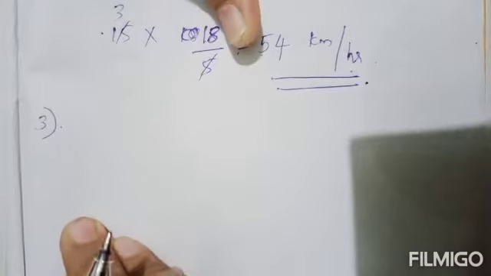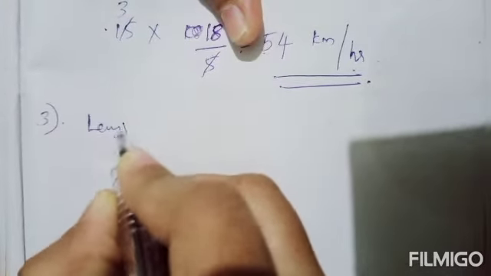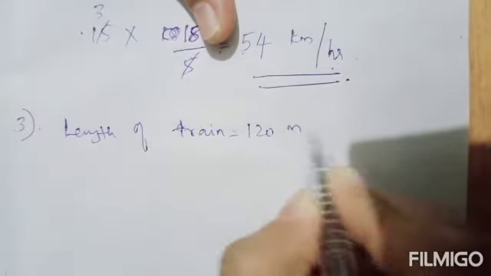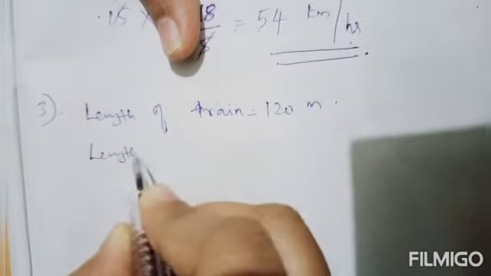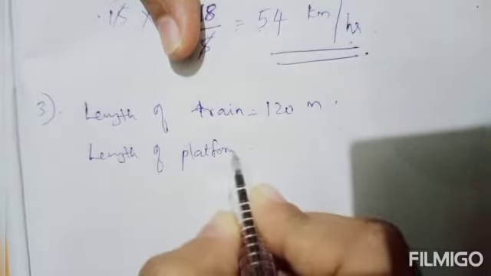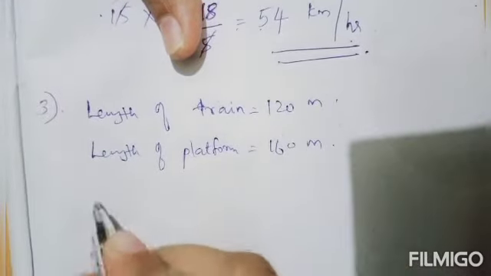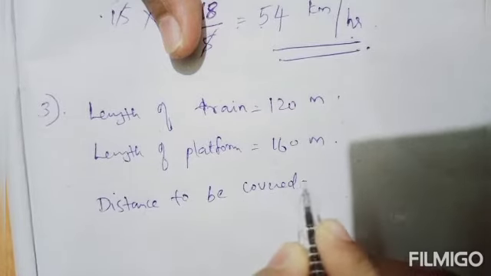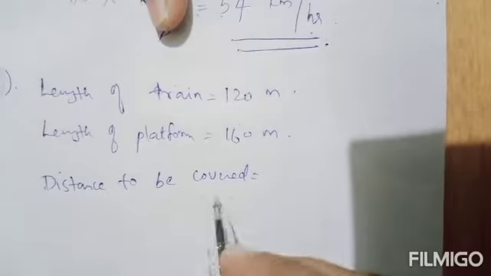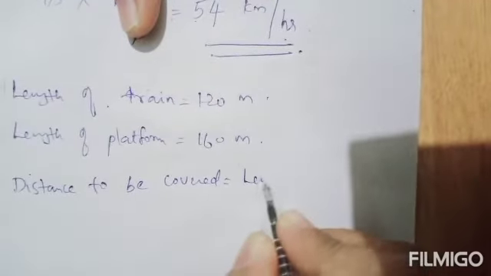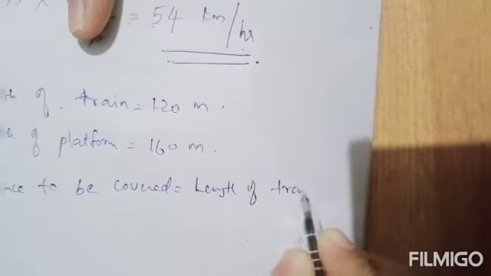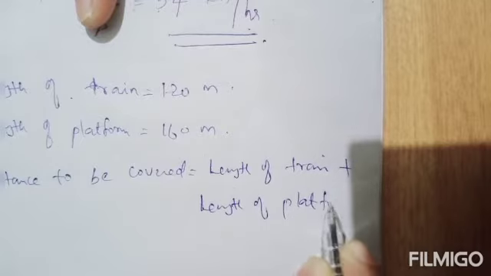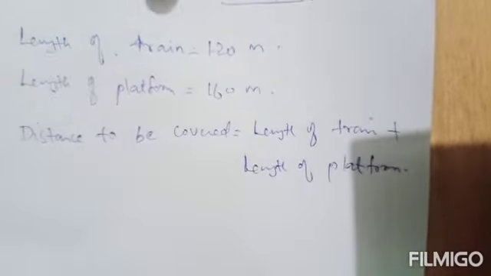So here the length of the train is given as 120 meters. The length of the platform is given as 160 meters. From this what can you find? The distance to be covered. If the train is passing a platform, how should you take the distance? It is the length of the train plus the length of the platform. This is the distance to be covered if a train is passing a platform.